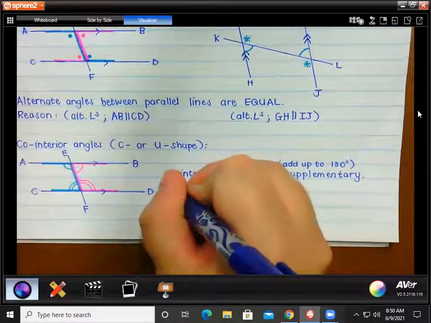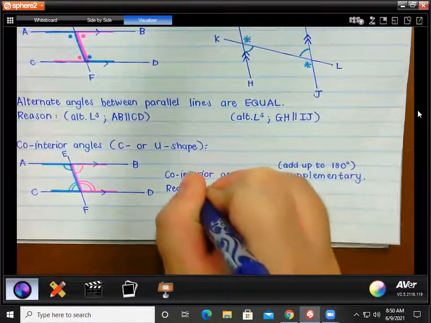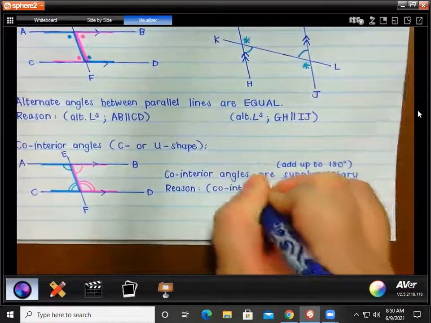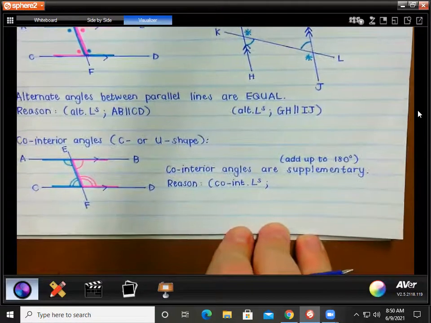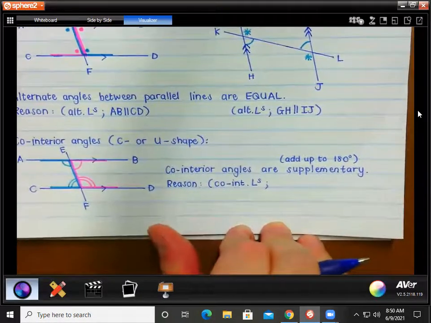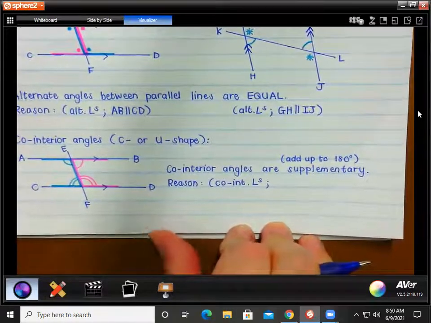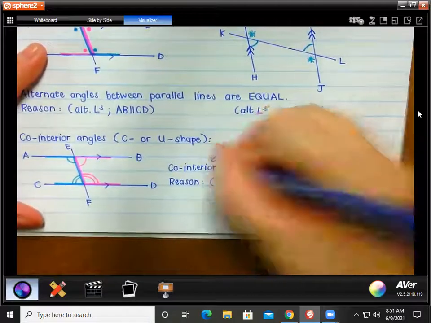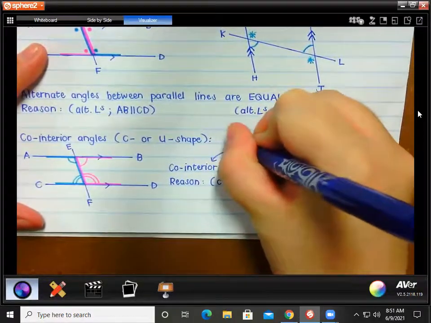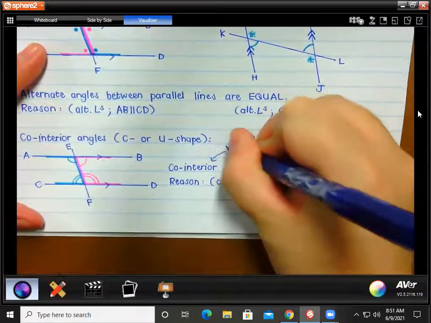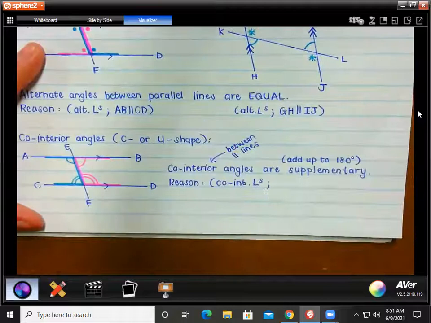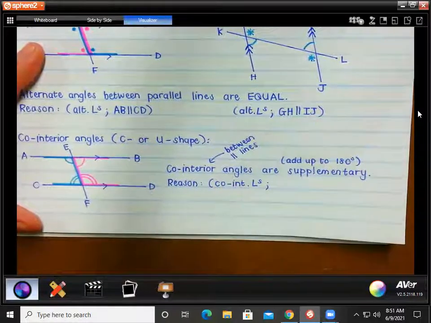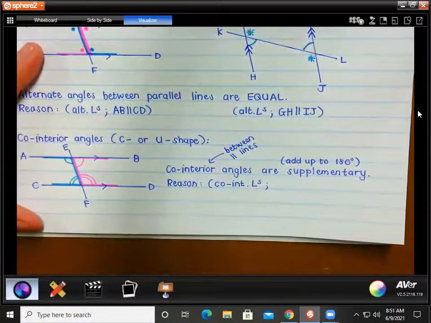Now, the reason that we'll use for this is co-int angles. And guys, this will also only be true if they lie between parallel lines. So maybe I should have added that to the note. Sorry, let's just do that. My apologies. Can you just add that in? So co-interior angles between parallel lines are supplementary. Sorry, that is actually very important.